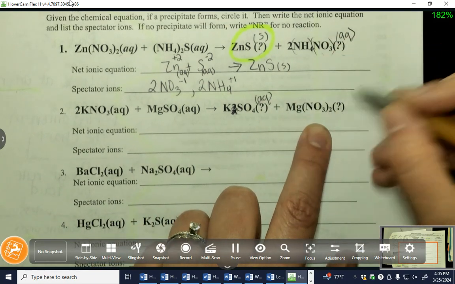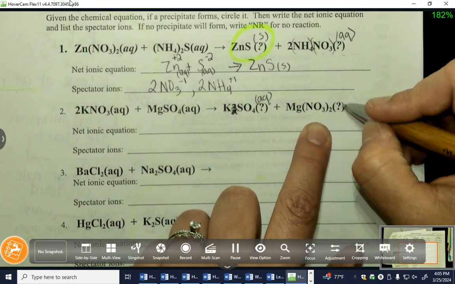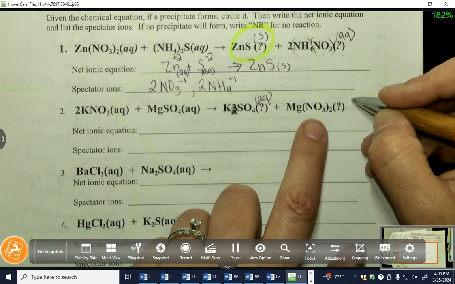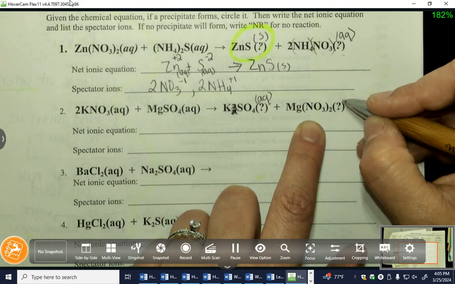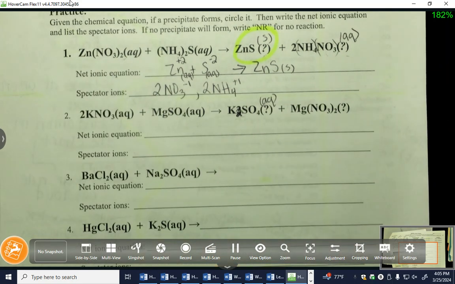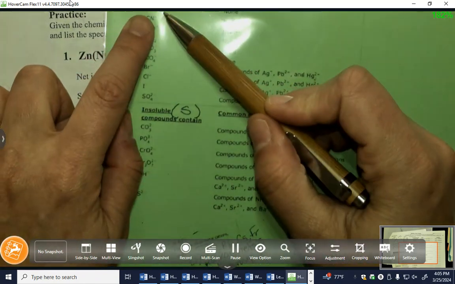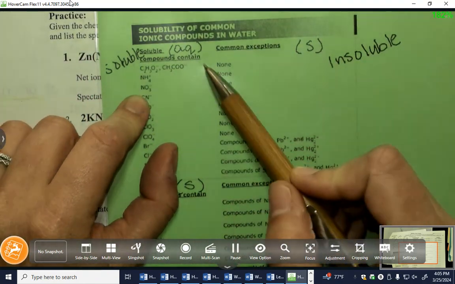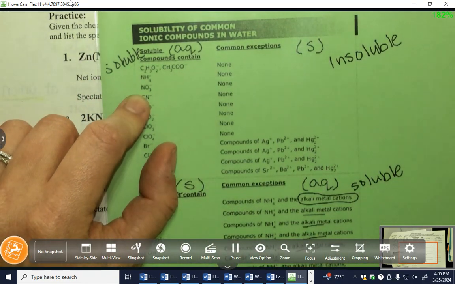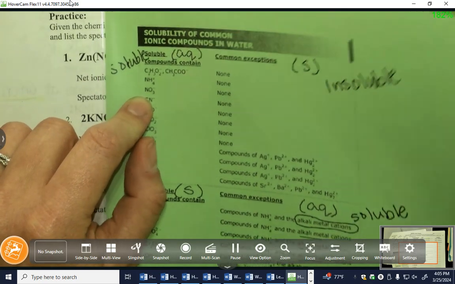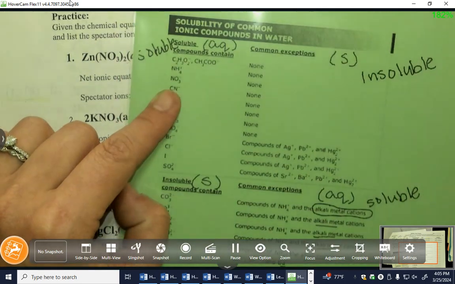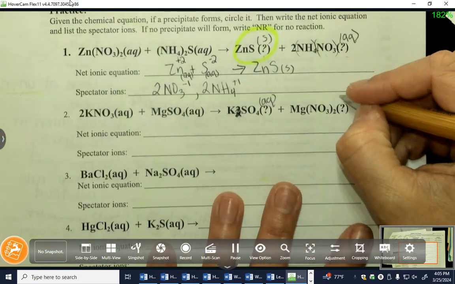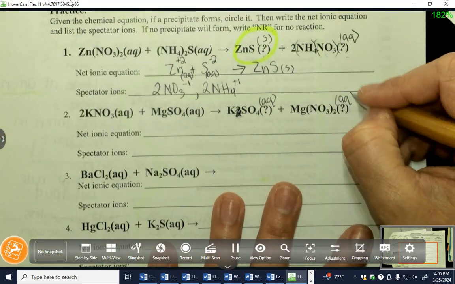And this one has nitrate in it, so what are you guys going to put? Nitrates. Now we're just guessing, you guys. Nitrates up here. Aqueous. Did you say soluble? Oh, you said solid. Okay. All right. Yeah. So this one is aqueous. So if you notice, we have 2 aqueouses.